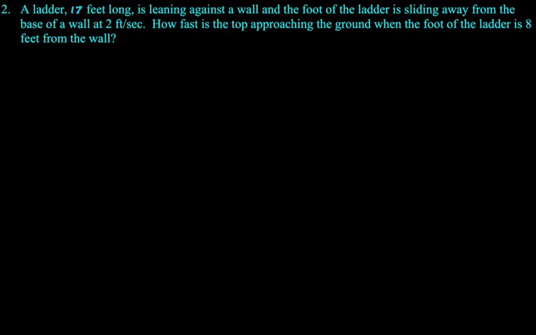Okay. A ladder 17 feet long, you can see I had a typo there that I had to fix, is leaning against a wall, and the foot of the ladder is sliding away from the base of the wall at 2 feet per second. How fast is the top approaching the ground when the foot of the ladder is 8 feet from the wall?